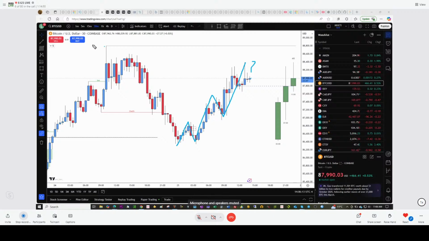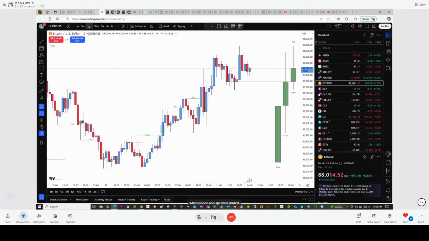And they don't have to take that high. You know, they could maybe take these guys out, and that might suffice. But they could also just wick through and then come back down. So we'll see how that one plays out. We'll keep going down, 15-minute time frame.